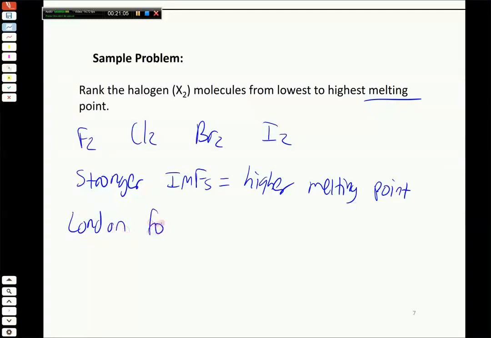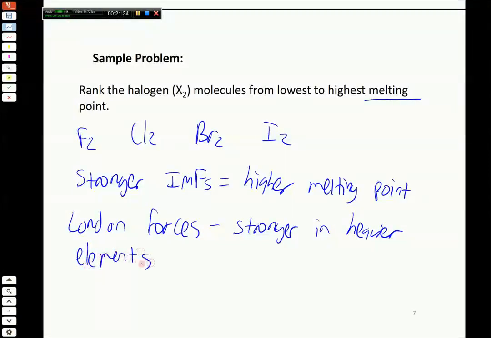And the only intermolecular force we have in these is London dispersion forces. These are nonpolar molecules, so that's the only intermolecular force present. It's going to be stronger in the heavier elements. And so our expectation is that the highest melting point is going to be the heaviest one, the lowest melting point is going to be the lightest one, and so those melting points would be ranked in the same order. Fluorine being the lowest, then chlorine, then bromine, then iodine. And this is exactly what you would see experimentally.